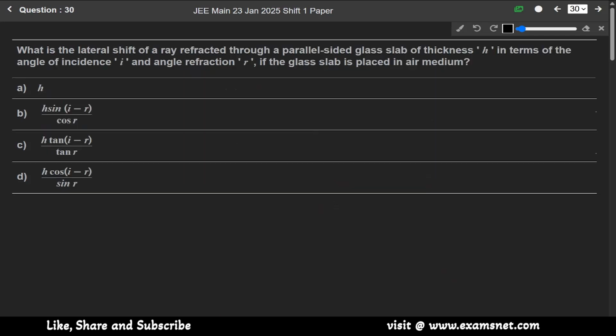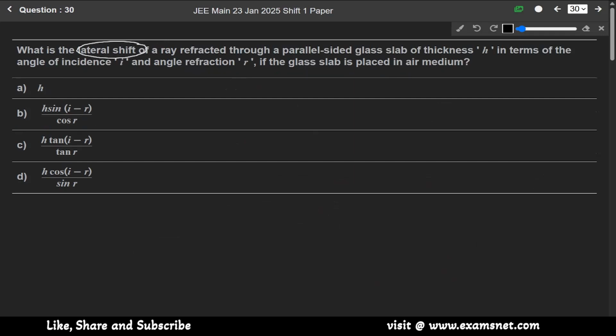Okay. Now next question 30. What is the lateral shift of a ray refracted through a parallel sided glass slab of thickness h in terms of the angle of incidence i and angle of refraction r if the glass slab is placed in air medium? Okay, we have to find the lateral shift.